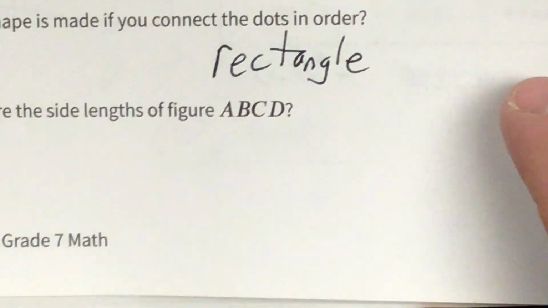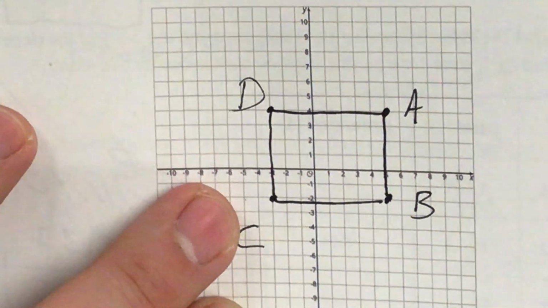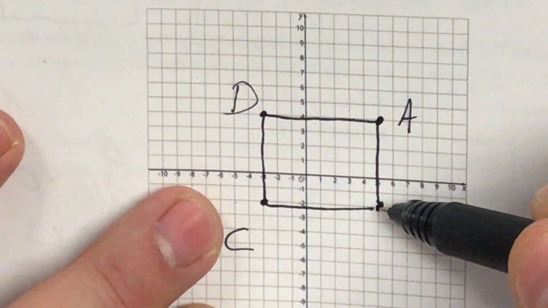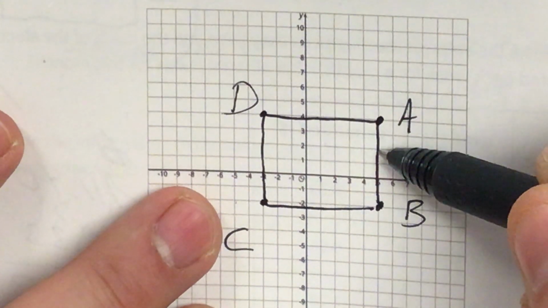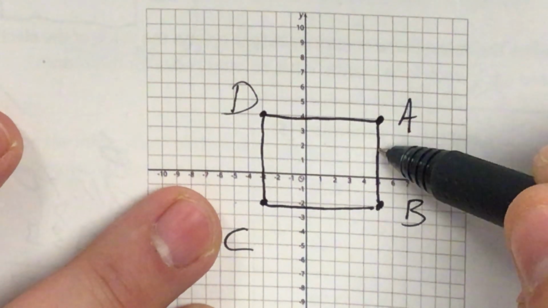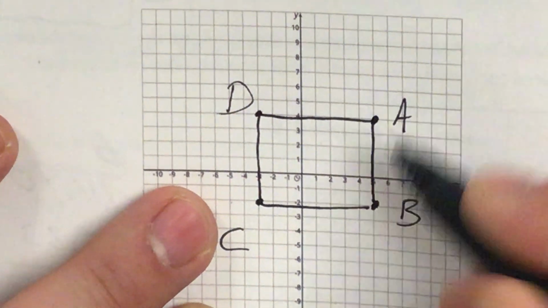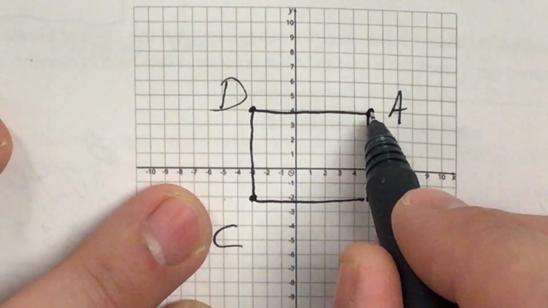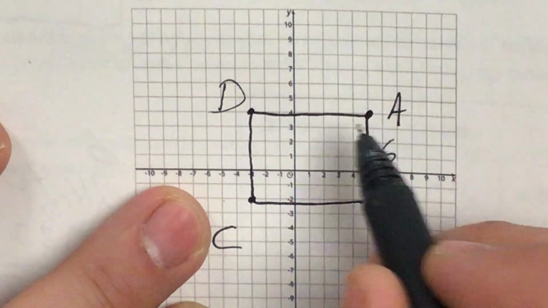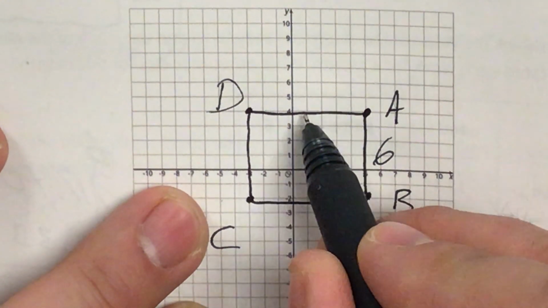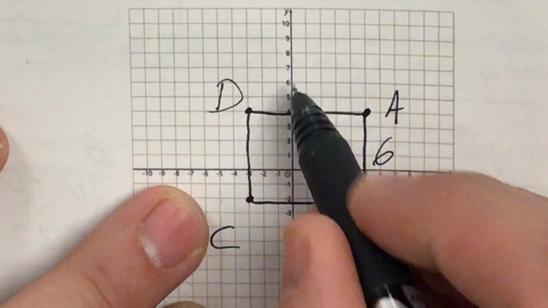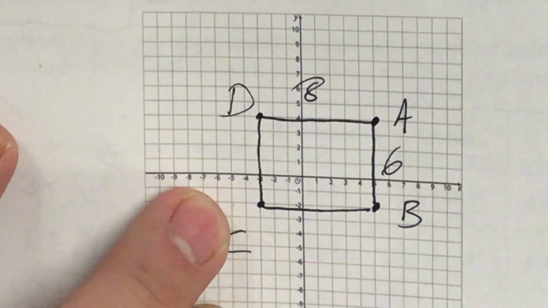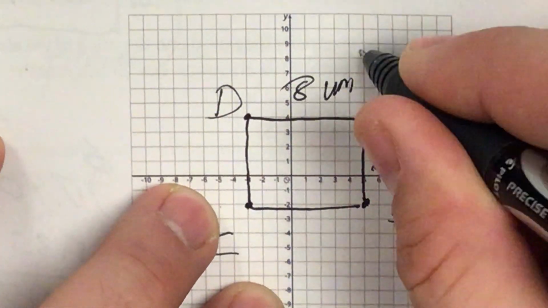Number 2, what are the side lengths? We'll just mark them right in our chart here. How far is it from A to B? 6. I'll agree with that. How about A to D? 8. Side lengths are 6 units and 8 units.